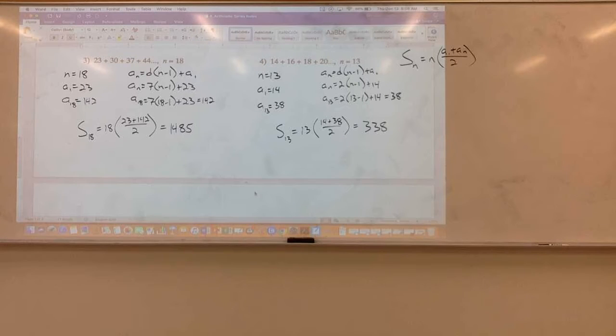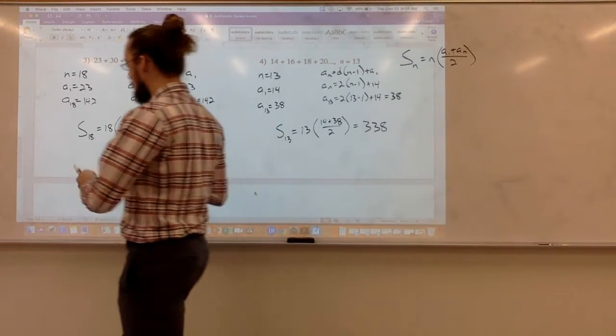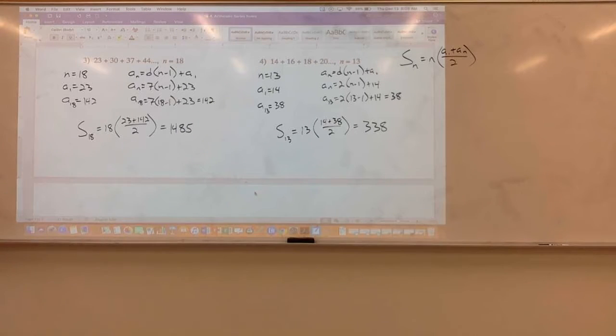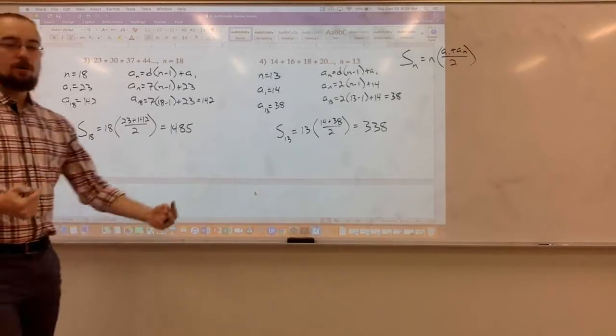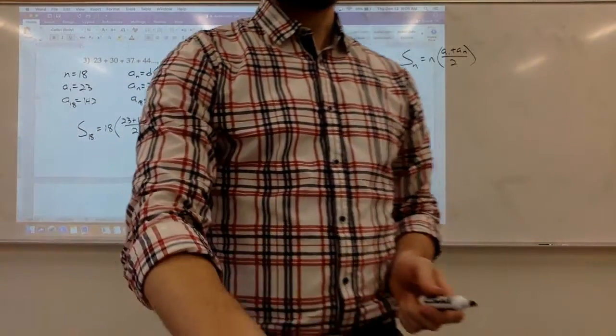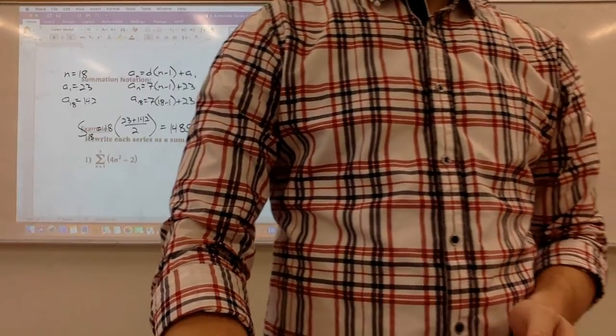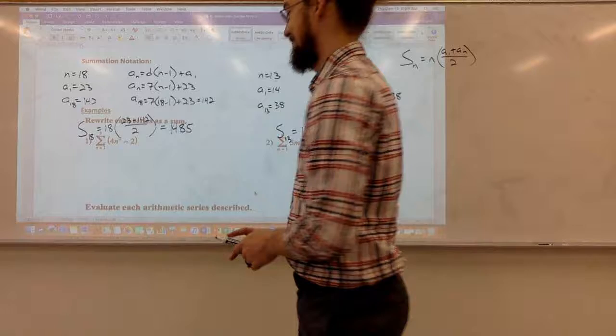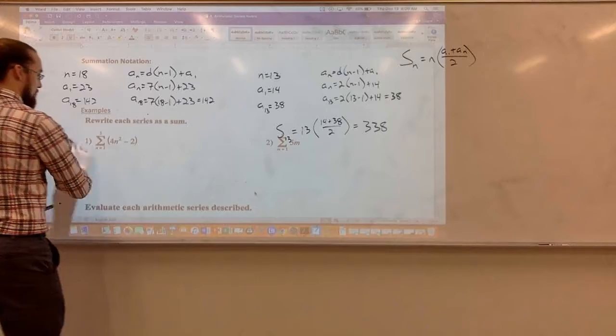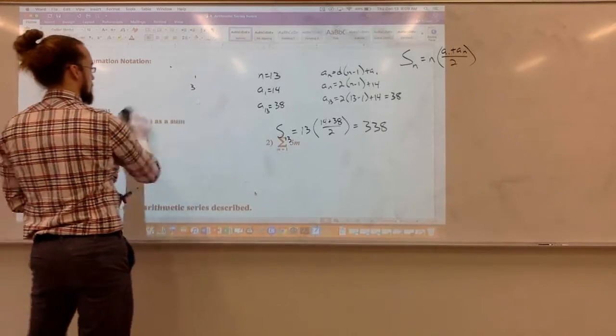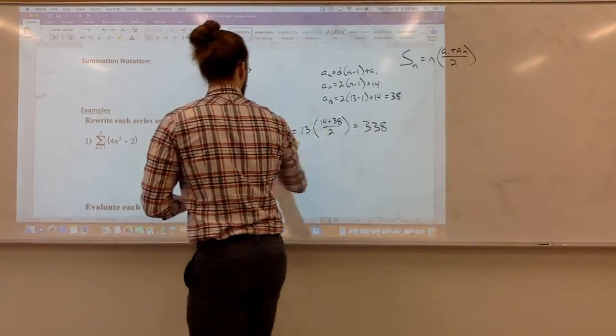Alright, so for number 3, I got 1485, yes, and number 4, I got 338. Yes. You feeling okay with these? Absolutely. Alright, let's flip it over and learn some Greek. Oh god, I don't even like the way this looks. Well, looks hard.